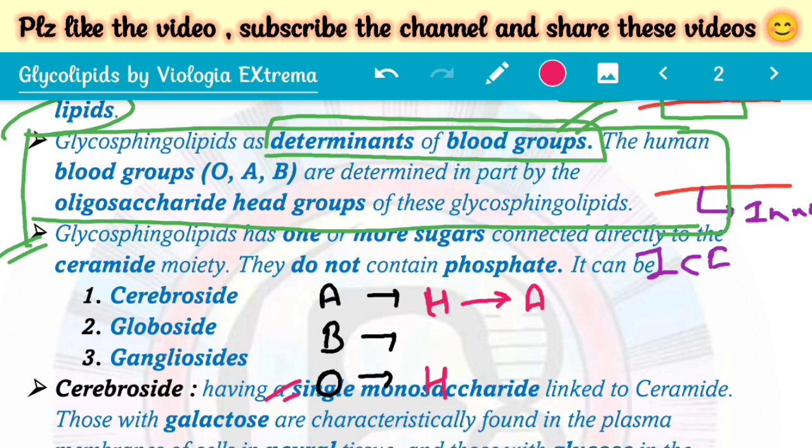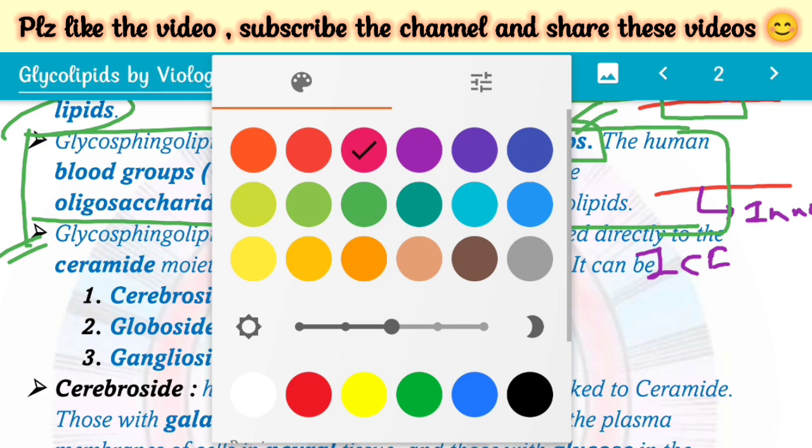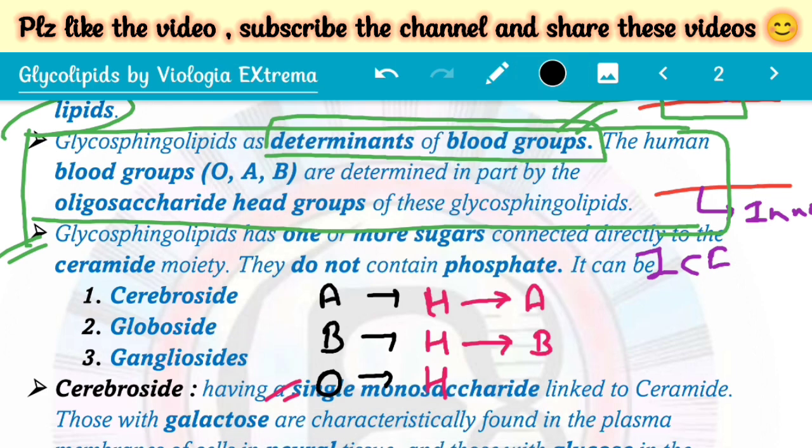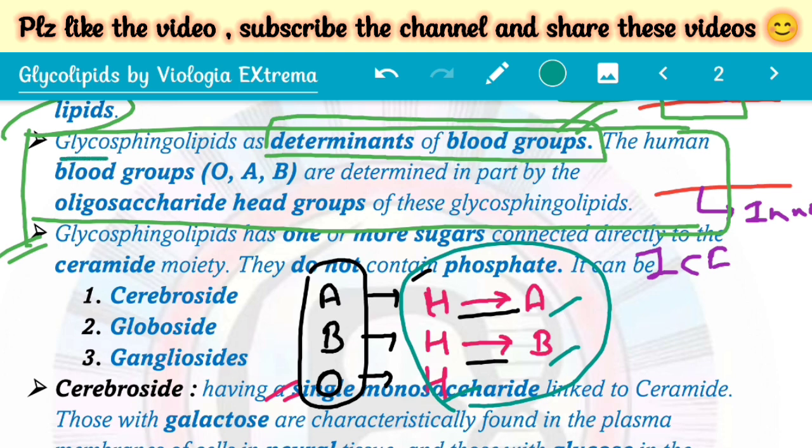Clear? When we add some other carbohydrate to the H antigen molecule, we get the B antigen. So basically all these three blood groups are determined by the same antigen, the H antigen. In A there is one modification, and in B there is another modification, and that modification is in the form of carbohydrate that we have added. So they are distinguished by the carbohydrate in them. That's why we say that the glycosphingolipids are determinants of blood groups, because of that glyco part.